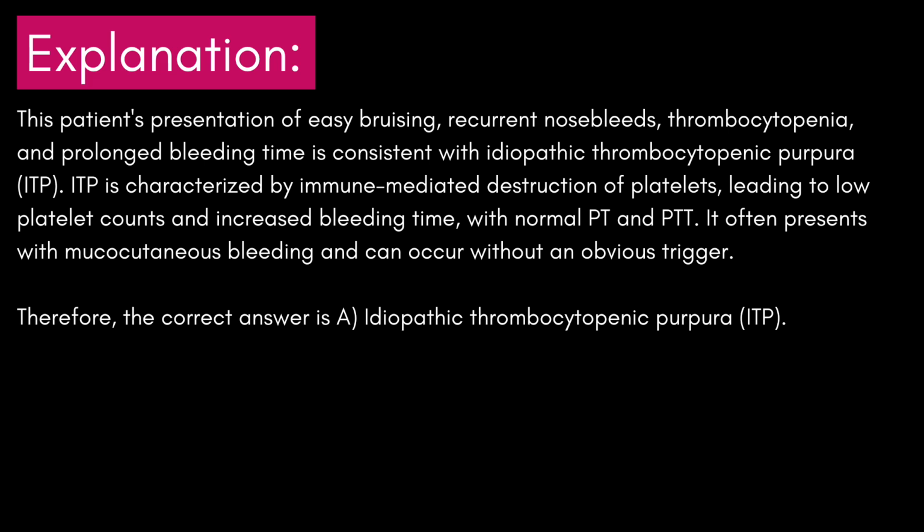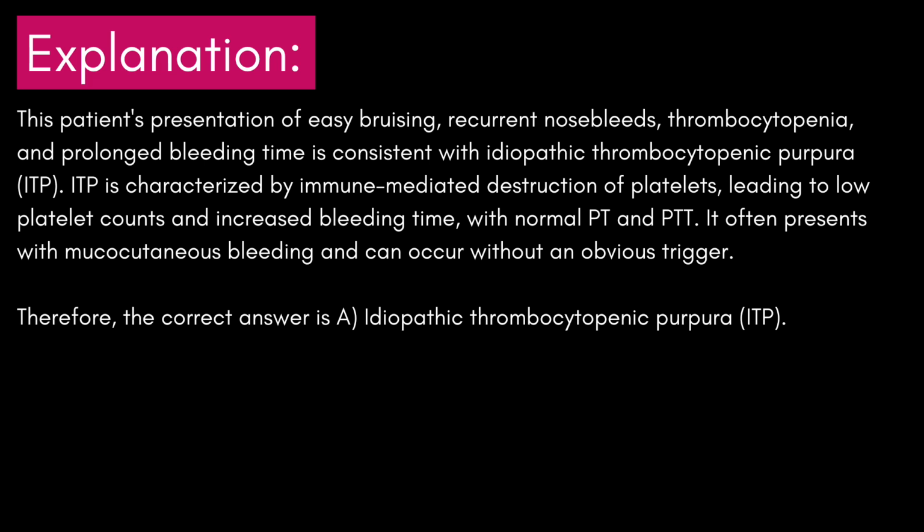idiopathic thrombocytopenic purpura, also known as ITP. ITP is characterized by immune-mediated destruction of platelets, leading to low platelet counts and increased bleeding time with normal PT and PTT. It often presents with mucocutaneous bleeding and can occur without an obvious trigger. Therefore, the correct answer is A, idiopathic thrombocytopenic purpura, ITP.